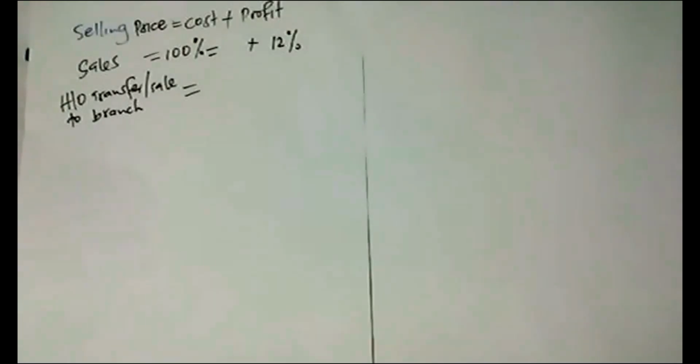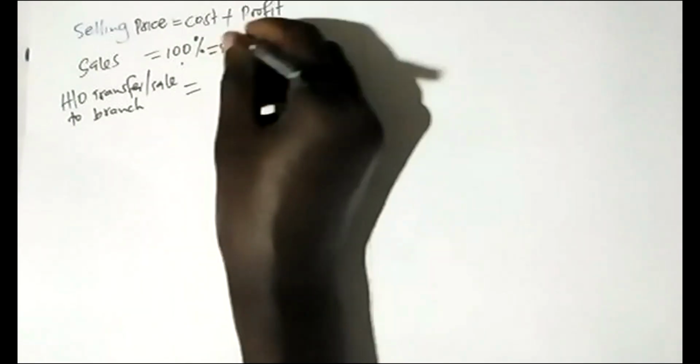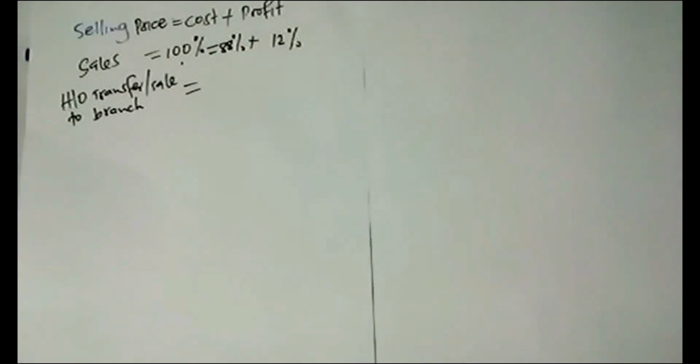And we know that now to get the cost, you just take 100 minus 12, which I'm getting 88%. So that is the relevant percentages concerning sales. Then the next thing is concerning the way the head office was selling goods to the branch. It was at selling price less 12%, 12 or 6, it was 6%.